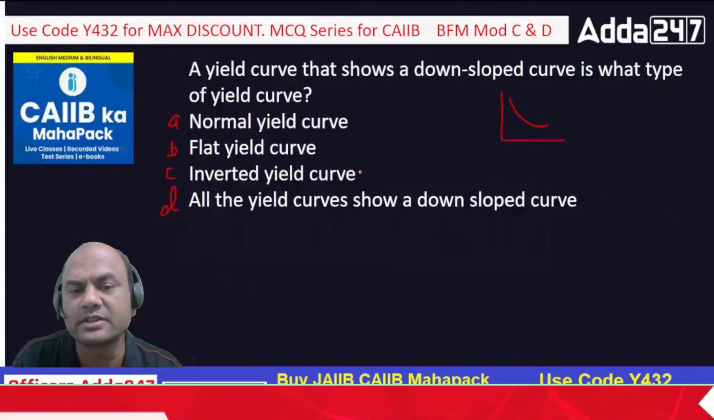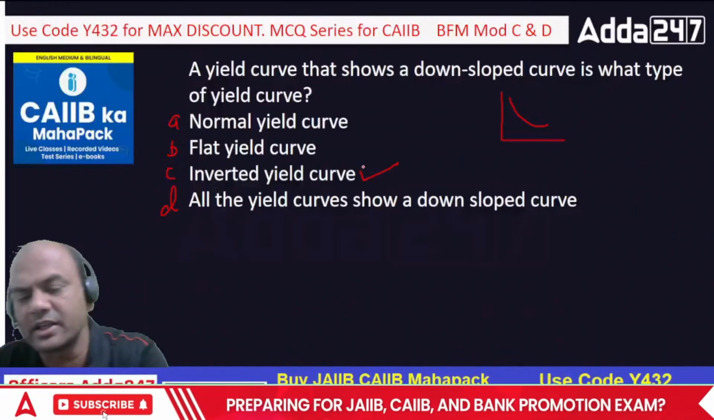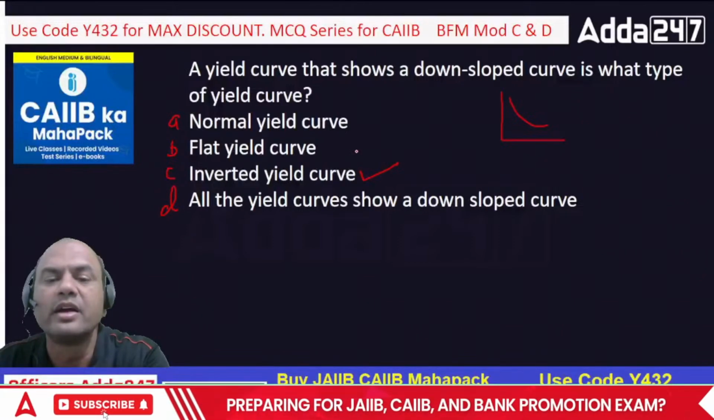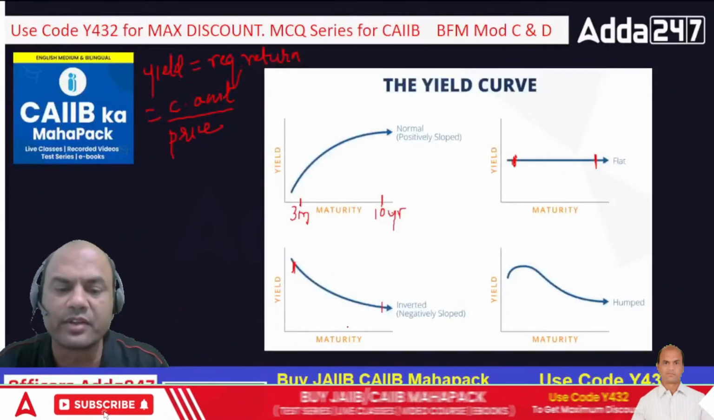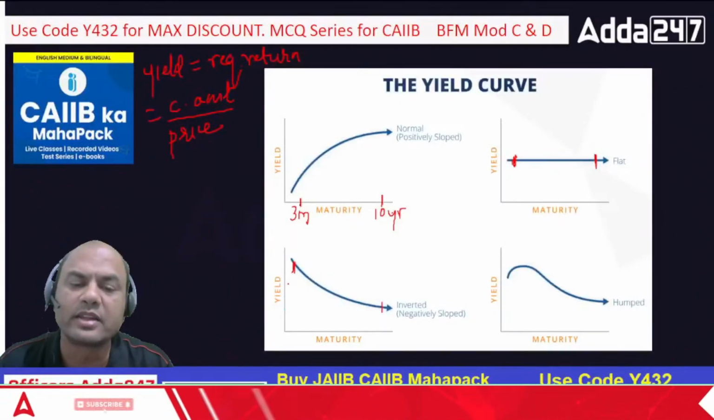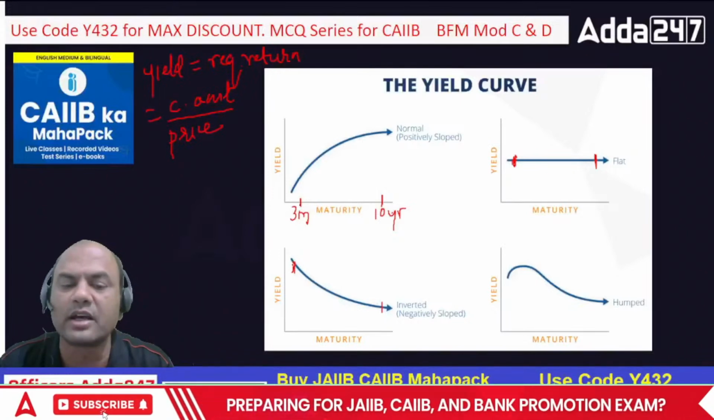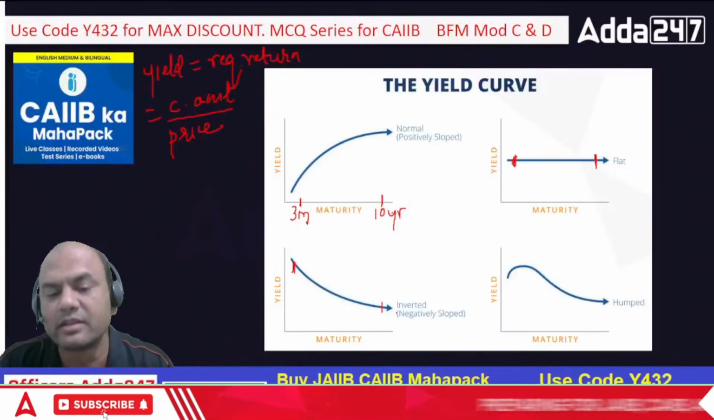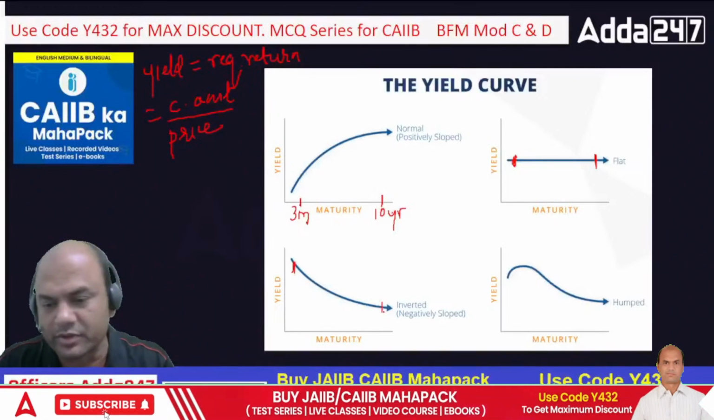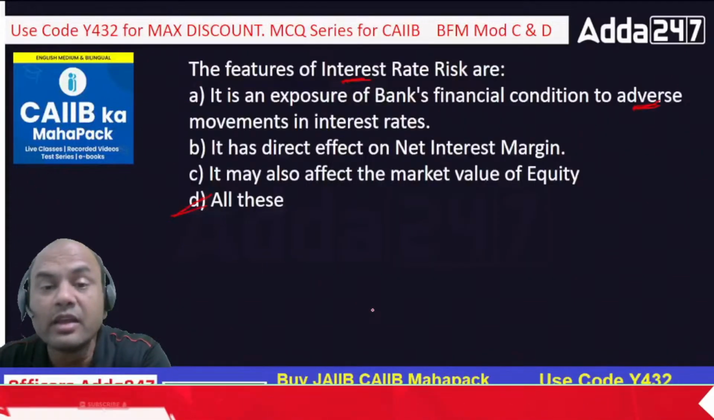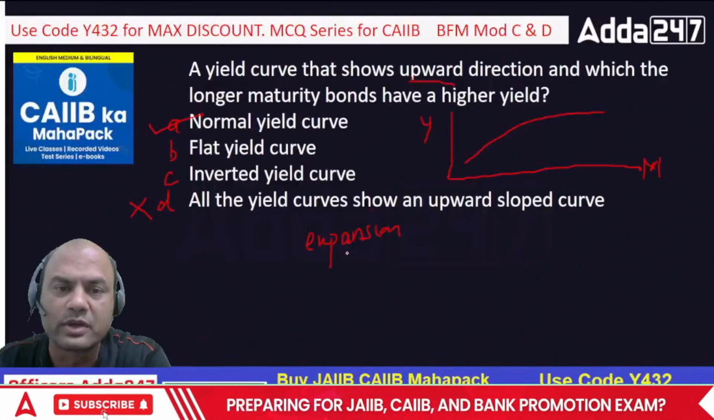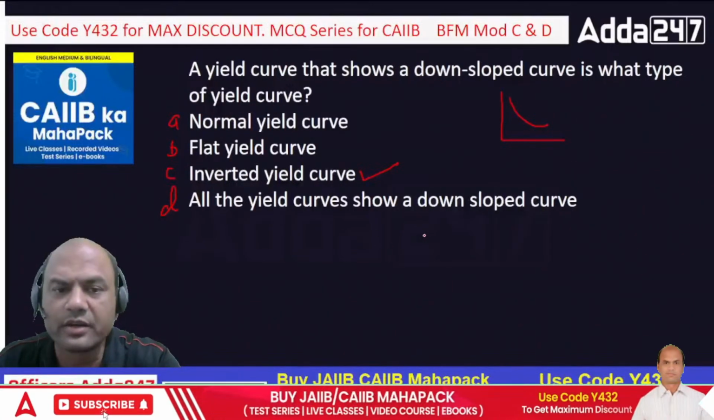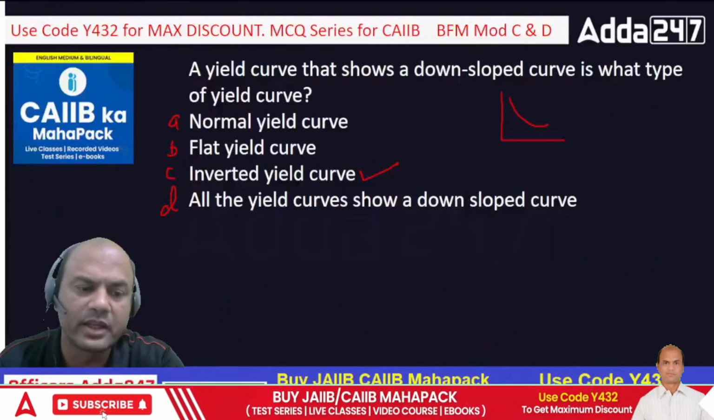Yeah, the answer is C, inverted, isn't it? Just now we saw it. Downward slope means this over here. See this, inverted, right? In inverted, the 3 months bonds are priced higher than the 10 years bonds, right? Interest rates are higher, not price actually. Price is always lower. Got it? Next one. Let me go to this one.